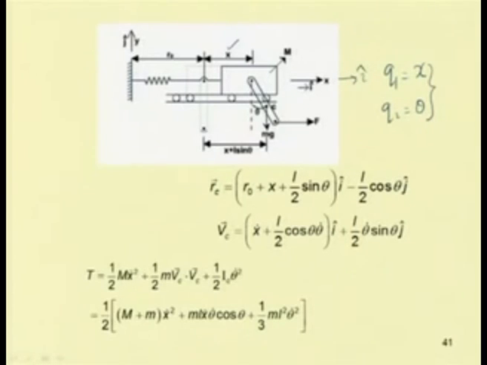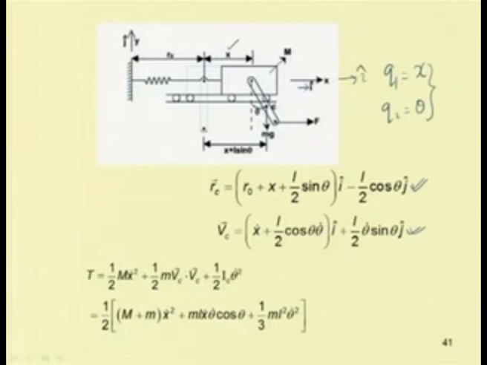If this total length is L and the mass center is at L by 2, it can be written as r0 plus x plus L by 2 sin theta i. As I have taken the j direction upward, the y component will be minus L by 2 cos theta j. Similarly, one can find the velocity by differentiating this position vector. This gives the velocity of the system.